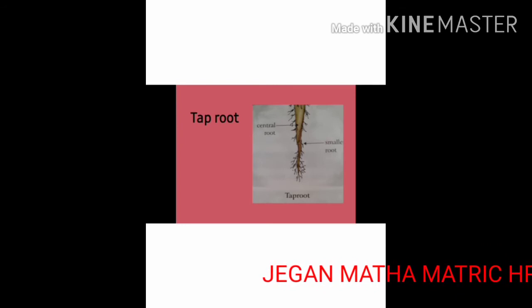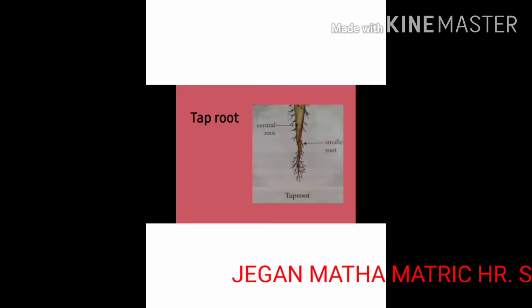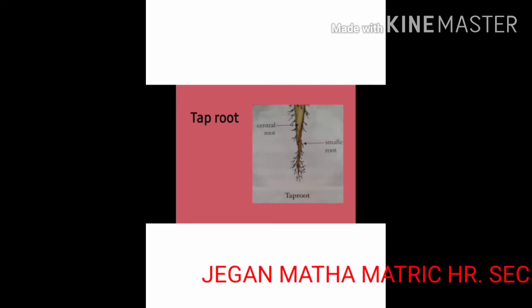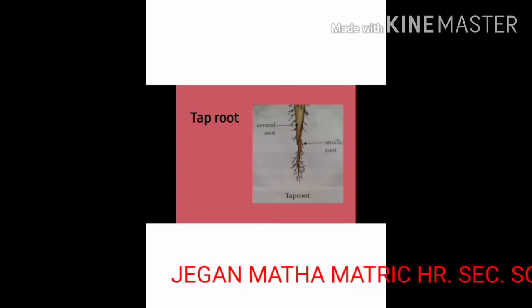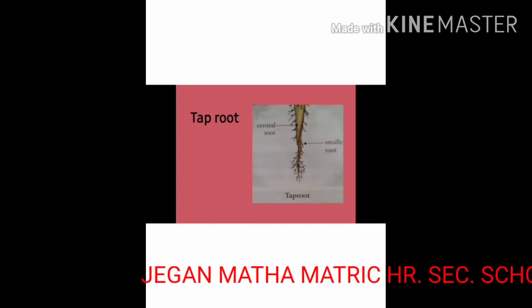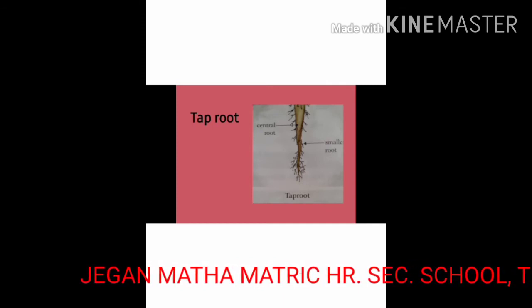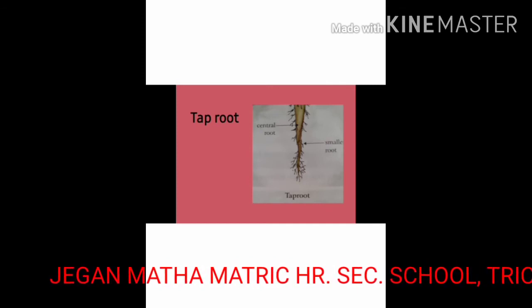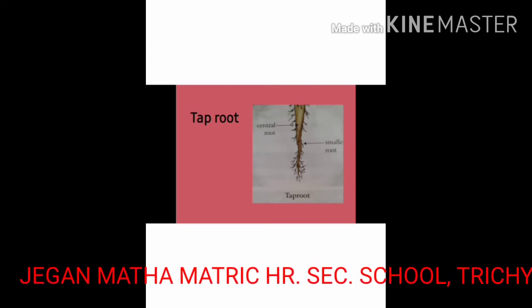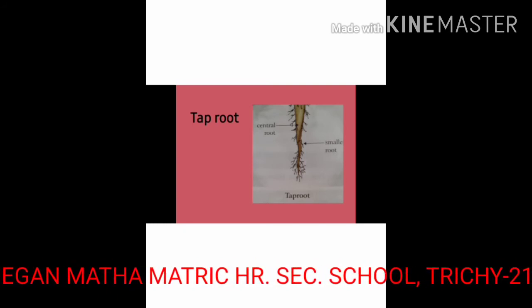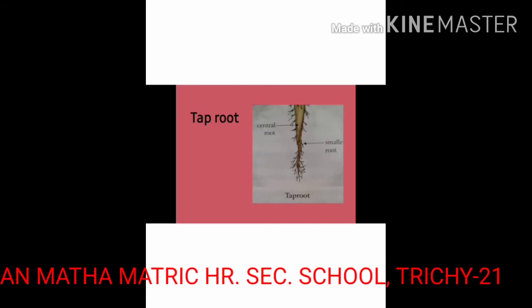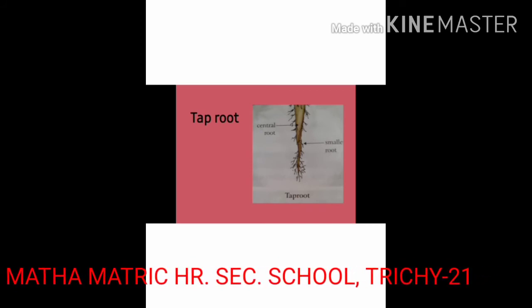So children, a taproot is a large central and dominant root from which other roots sprout laterally. Typically, a taproot is somewhat straight and very thick, tapering in shape, and grows directly downward. Now let us learn what is the function of taproot.